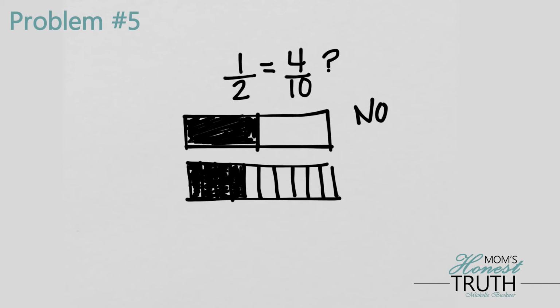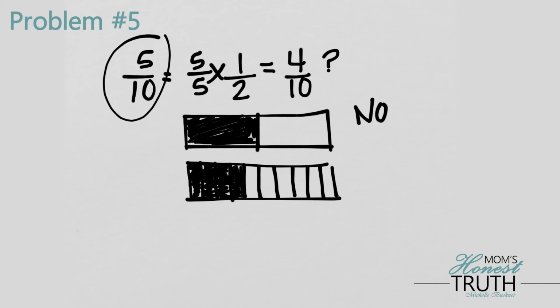Let's also check it using our denominators. A common denominator, we're going to multiply 1/2 by 5 over 5, which again 5 over 5 equals 1, so we're just multiplying the fraction 1/2 by 1. 1 times 5 is 5, and 2 times 5 is 10. Is 5/10 equivalent to 4/10? No, it is not. Great job.